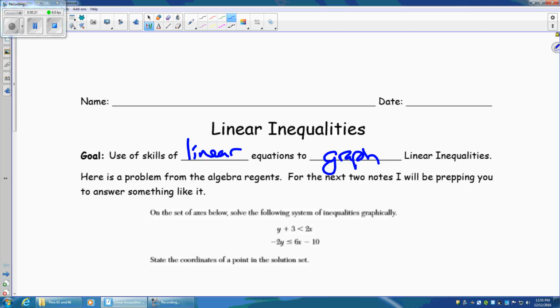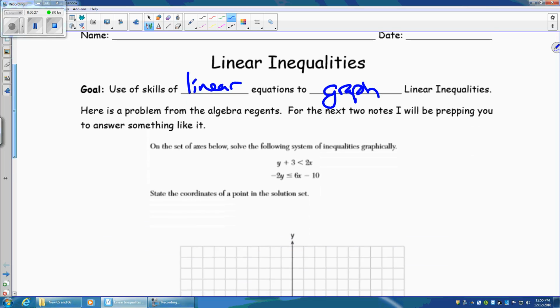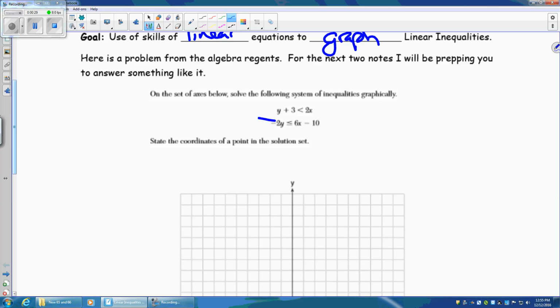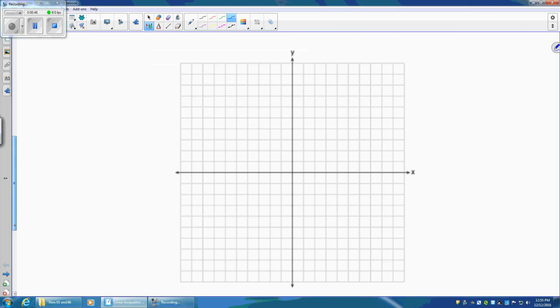Now here's a problem from the algebra regents. It's from a past one, obviously. And for the next two notes, I'm going to be prepping you guys how to answer something like this. So how do these equations look different than most of the things we graph? Well, obviously, y isn't by itself first off, and it's got this sign right here. So today's notes is all about how to graph something that has one of those signs. All right? So I think on the next page is where we start.